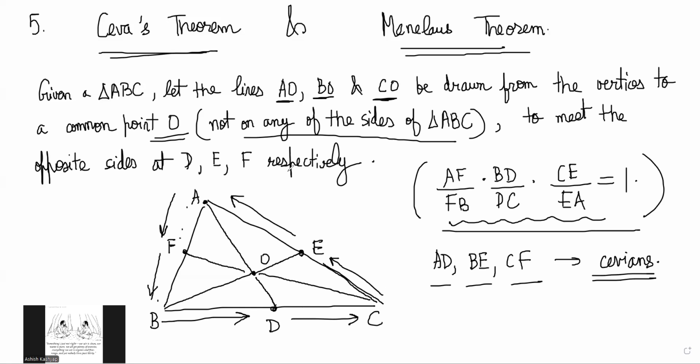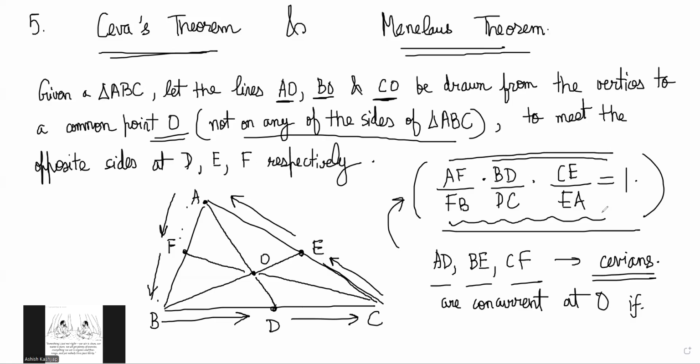The point of the theorem is that these 3 lines are concurrent at O if this condition is true. These 3 lines will be concurrent if this condition is true. If this condition is not true, the 3 lines will never intersect at one common point.